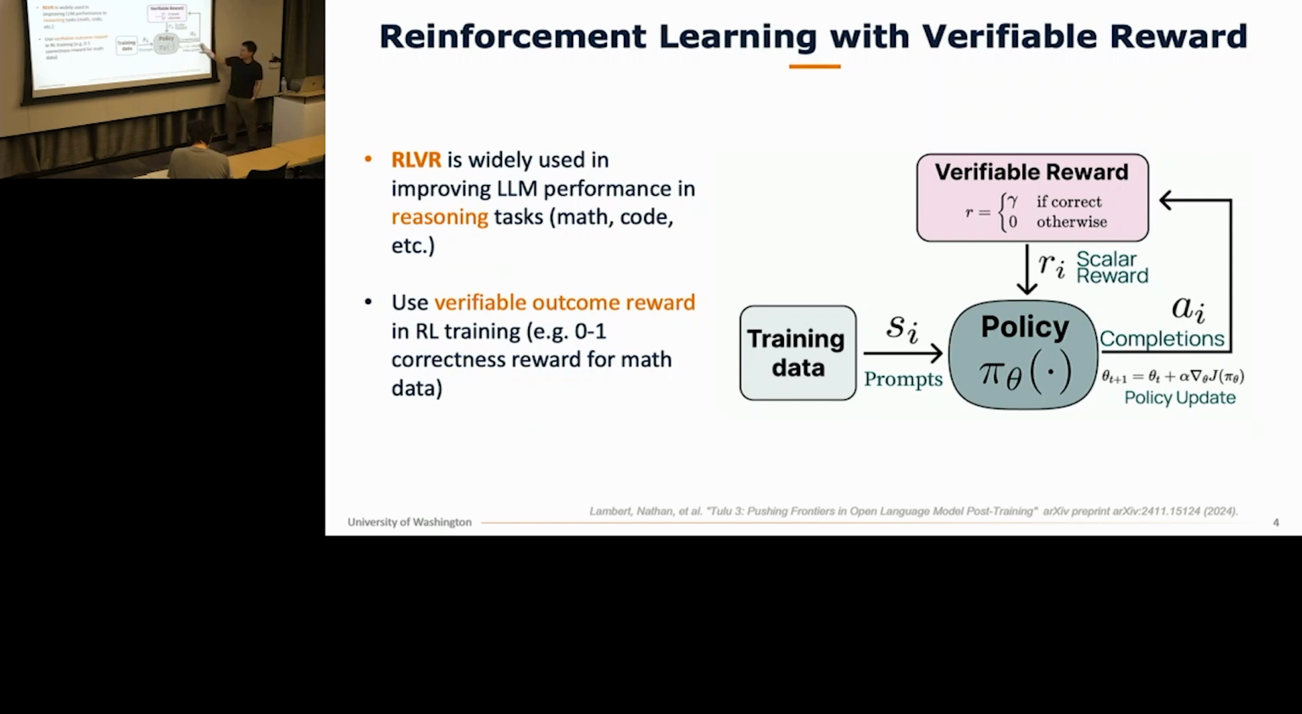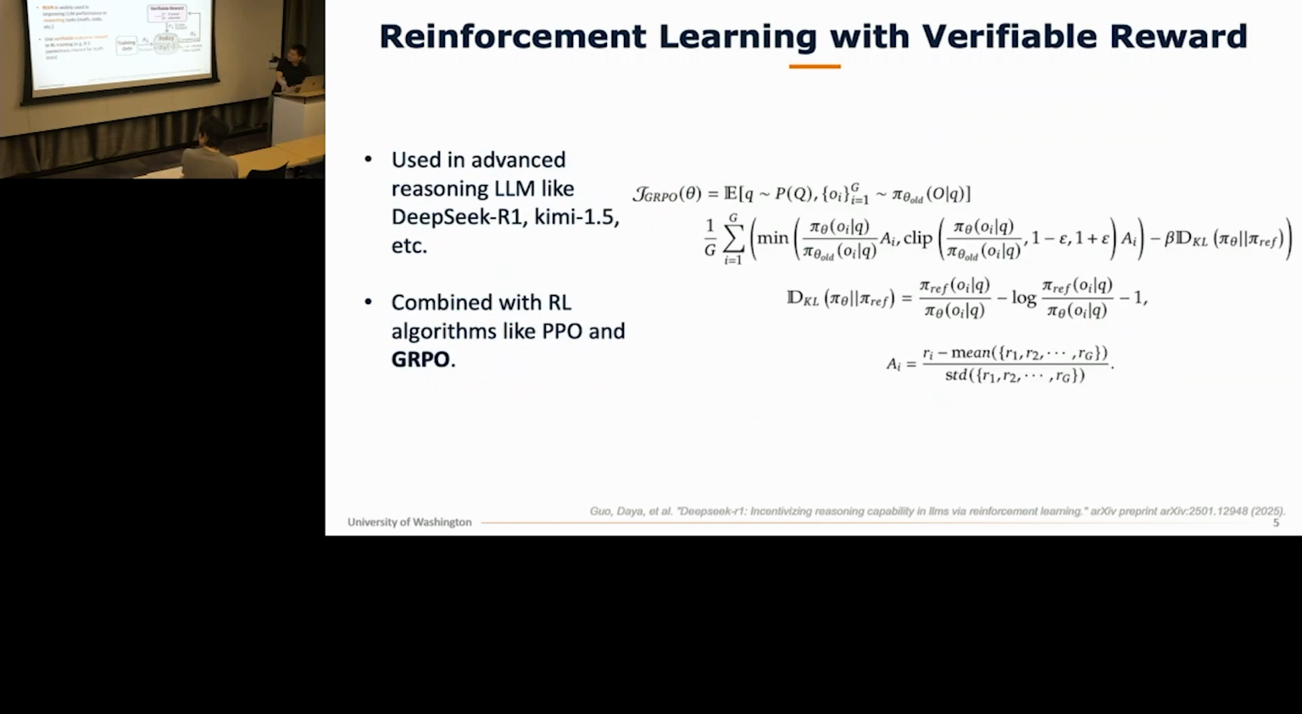At a high level, you can still use policy gradient updates. You have a loss function that depends on the outcome of the verifiable reward and, of course, your input data, and then you use a gradient update to update your language model policy. That's the basic paradigm of reinforcement learning with verifiable reward.